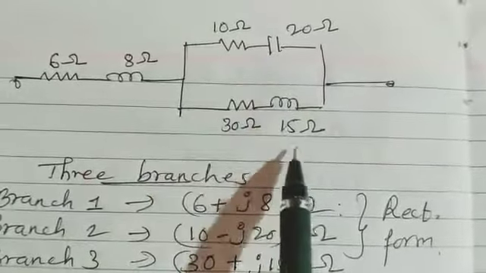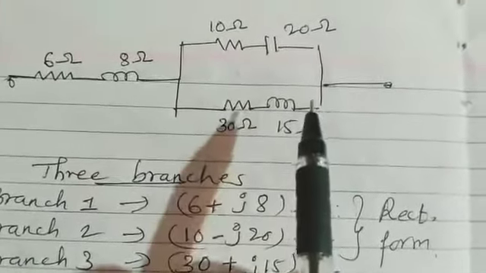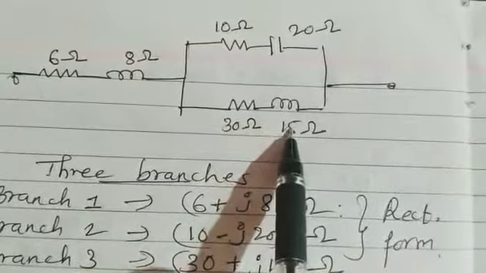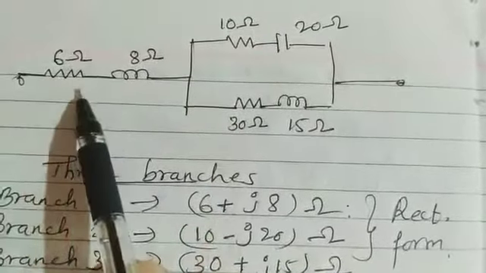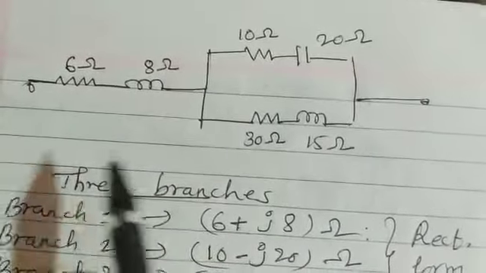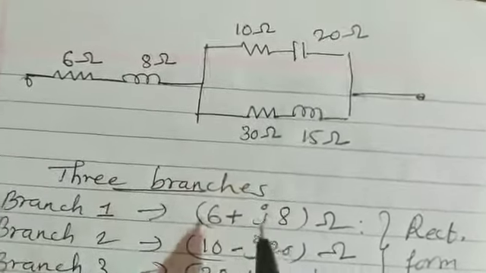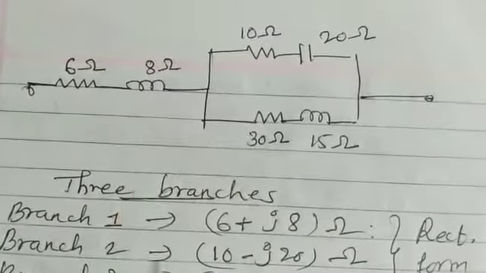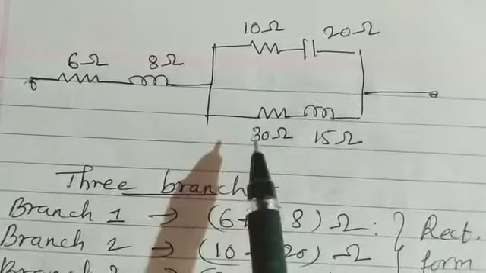or the total impedance of the circuit may be asked, or the power dissipated in a particular resistor, maybe 15 ohm, 20 ohm, 6 ohm may be asked, or the voltage across the whole combination may be asked, whatever may be the thing. So just go on analyzing the problem step by step.